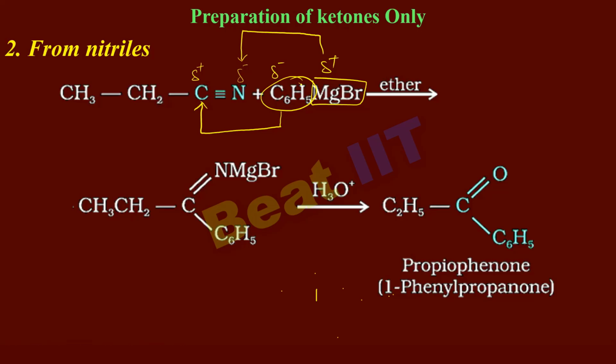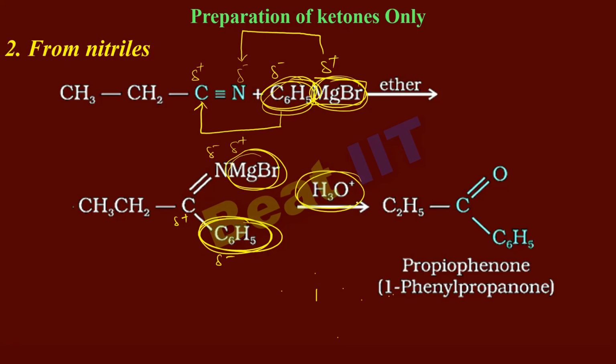So that's why this C6H5 you have attached to carbon, and MgBr, which is actually electropositive, is connected to nitrogen, which is electronegative. Then in the second step, acidic hydrolysis, the NMgBr group is converted to O group. So we get ketone.